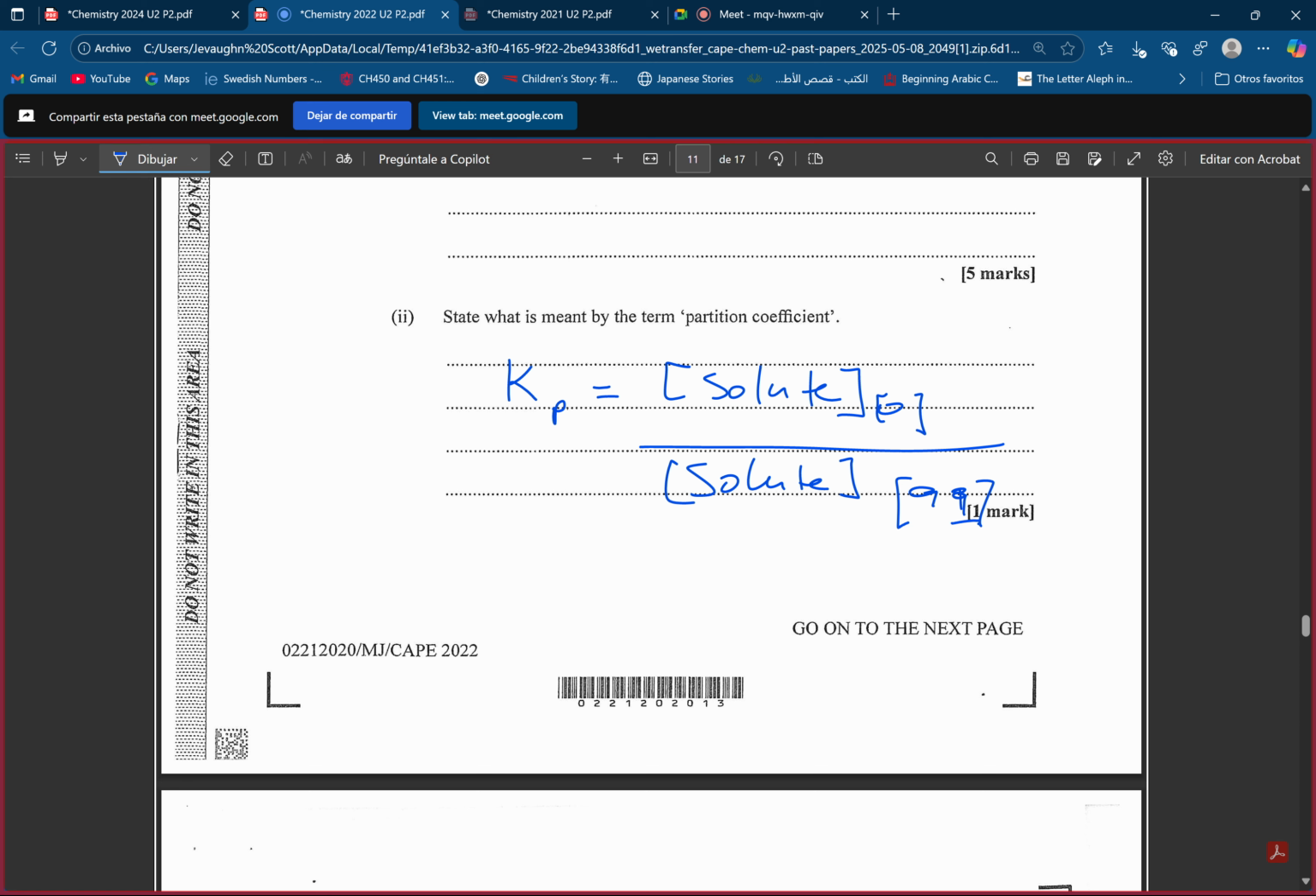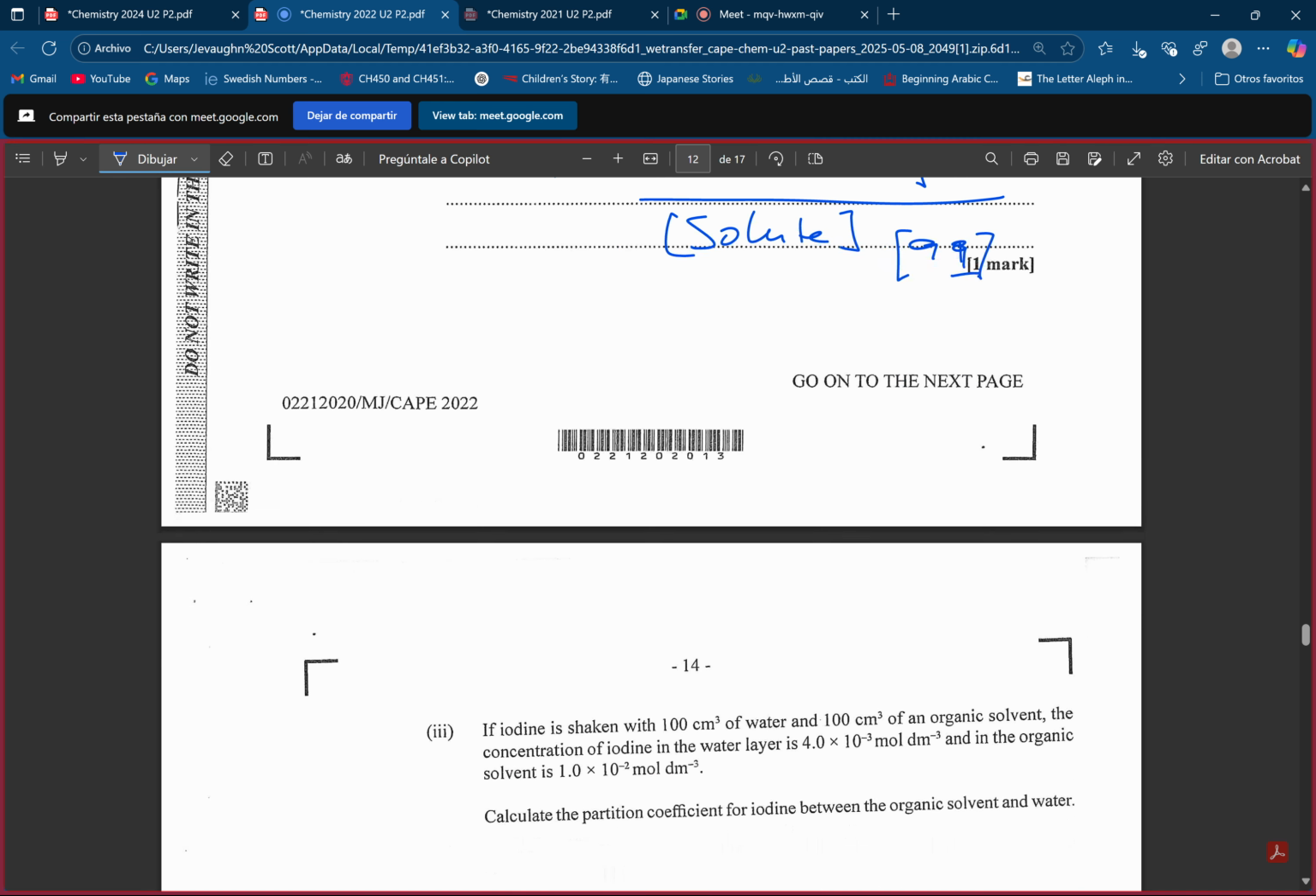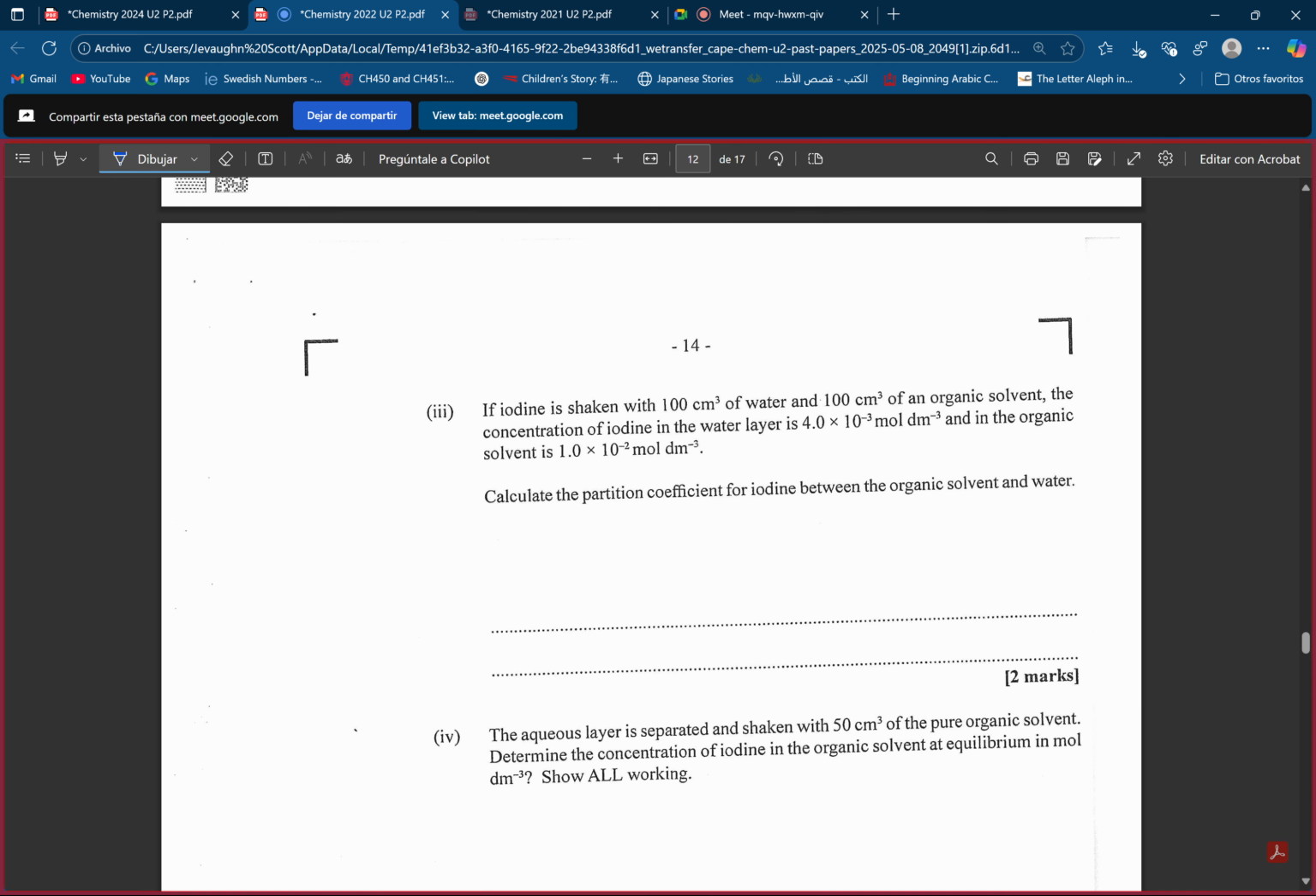So it speaks to the ratio of the solute dissolved in the organic versus the aqueous phase. Now, if iodine is shaken with 100 cm³ of water and 100 cm³ of organic solvent, the concentration of iodine in the water layer is 4 times 10 to the negative 3 moles per dm³, and in the organic solvent is 1 times 10 to the negative 2 moles per dm³. Calculate the partition coefficient for iodine between the organic solvent and water.